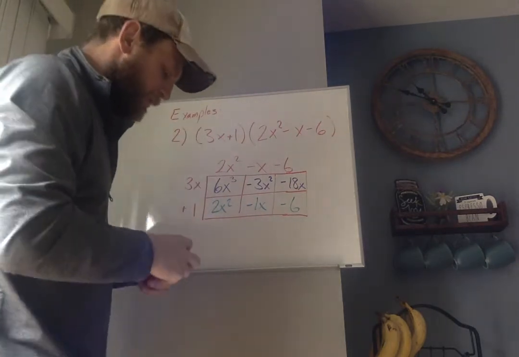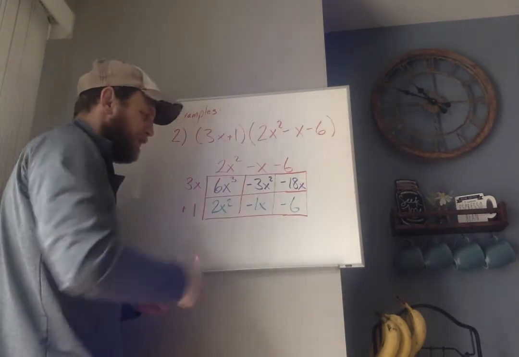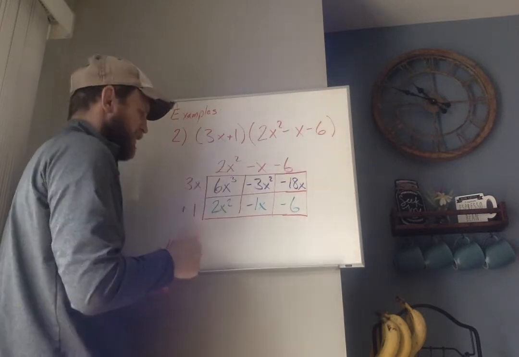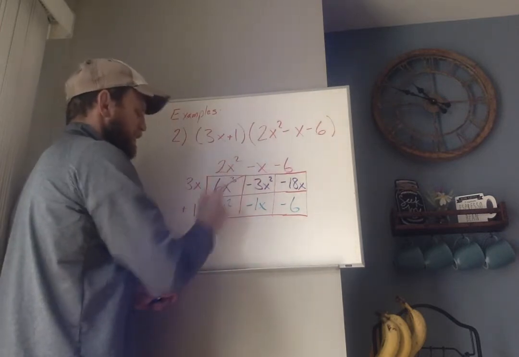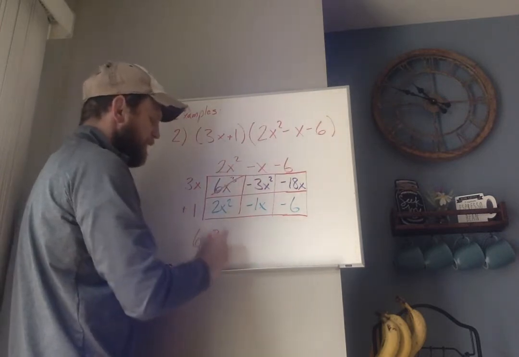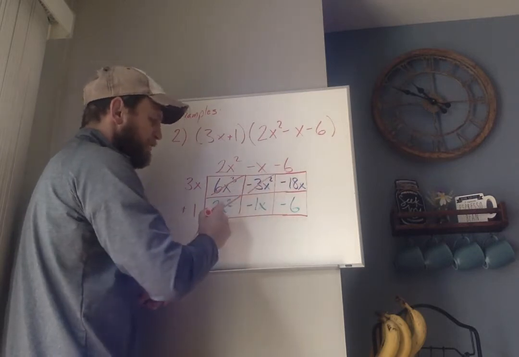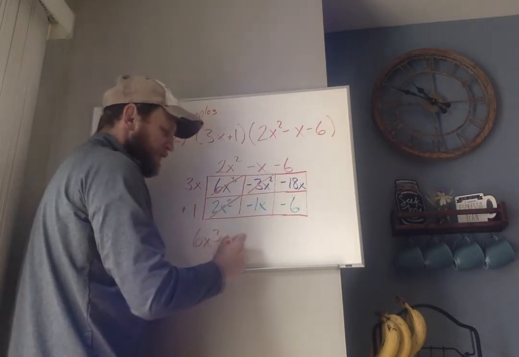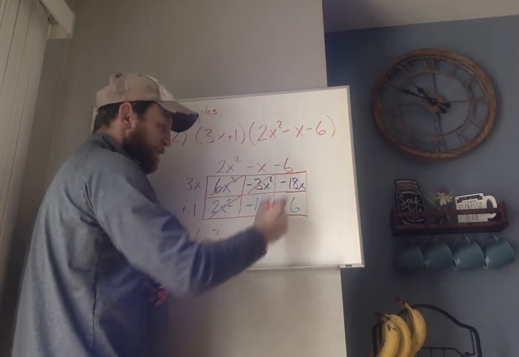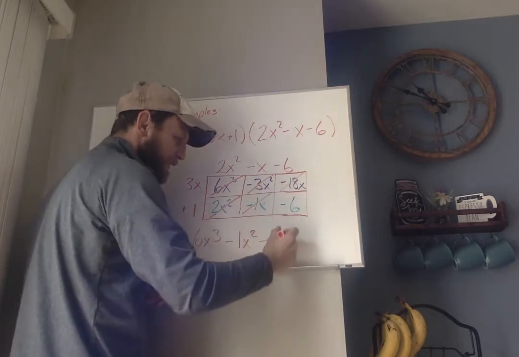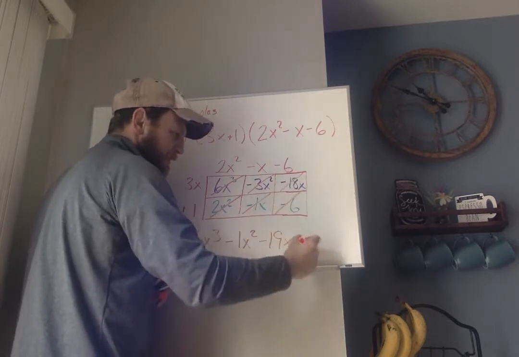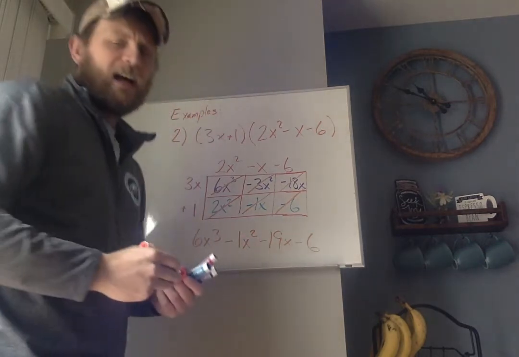And now what I'm going to do is I'm going to combine my like terms. It's a little easy here because generally it's along the diagonals that I'm combining. So you start here. And 6x cubed. Now I'm going to combine these two boxes through addition, so that's negative 1x squared. These two, that's negative 19x. And that one's alone. So there we go.